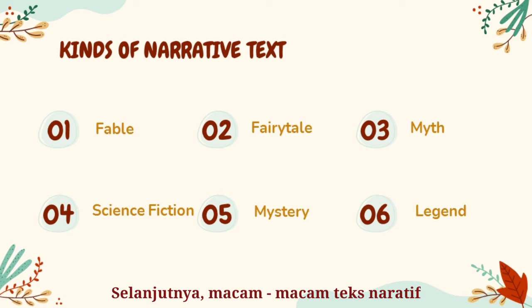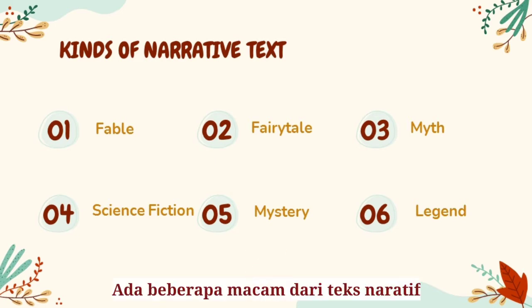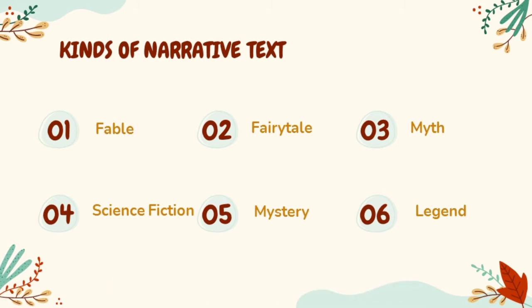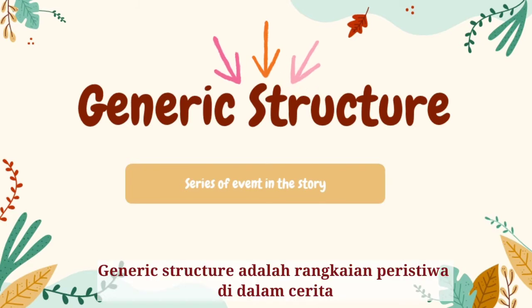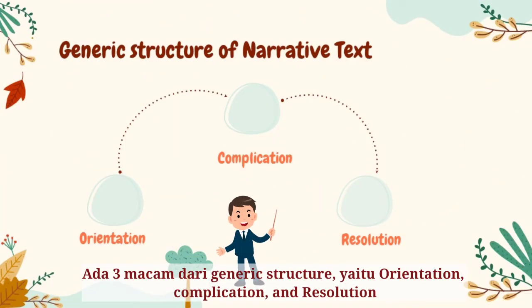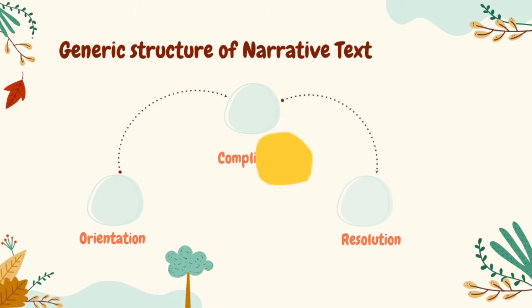And the next is kinds of narrative text. There are some kinds of narrative text. They are fable, fairy tale, myth, science fiction, mystery, and legend. And the last is generic structure. Generic structure is the series of events in a story. There are three kinds of generic structure in narrative text. The first is orientation, the second is complication, and the third is resolution.